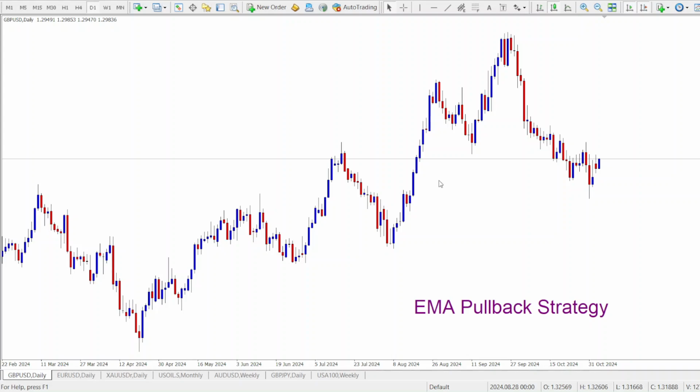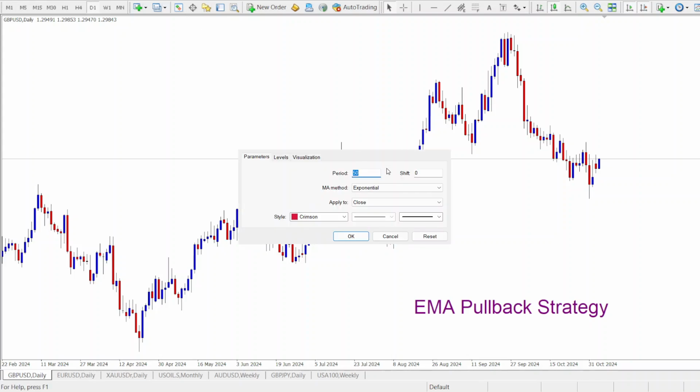Most trading platforms make this very easy. Simply look for the indicators section and select exponential moving average. So we're going to come to insert, indicators, moving average. This is the MetaTrader 4 platform. When you have selected moving average, make sure the MA method is set to exponential.